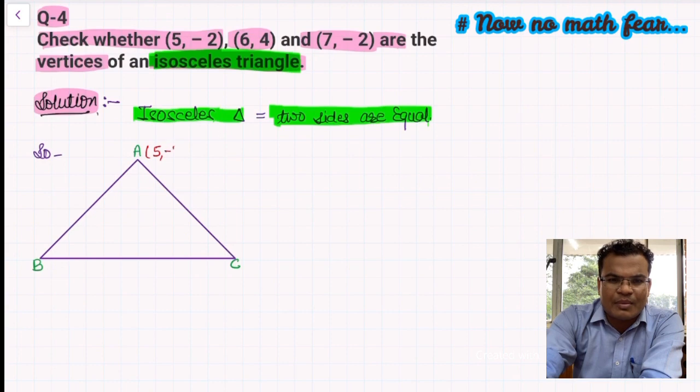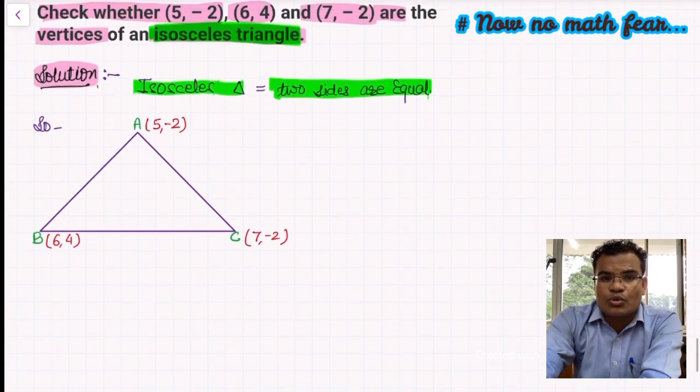I put here 5 comma minus 2. B is 6 comma 4, so I will put here 6 comma 4 at the point B. And C is the last one, that is 7 comma minus 2. Now guys, you have to prove this.